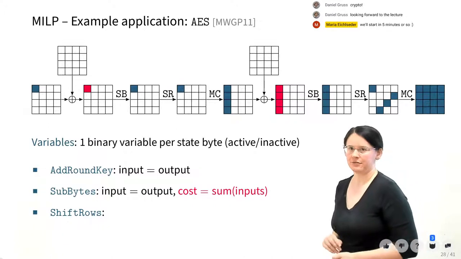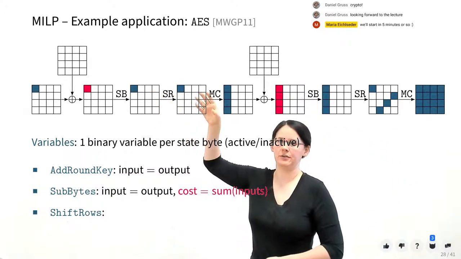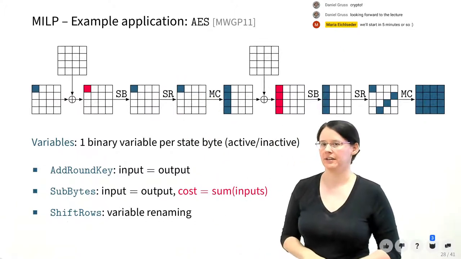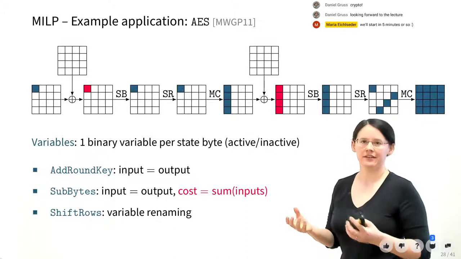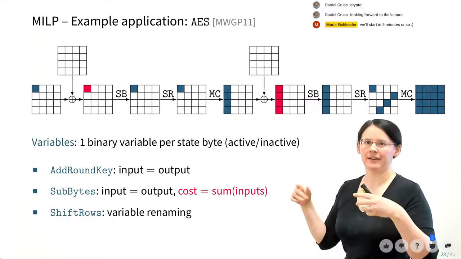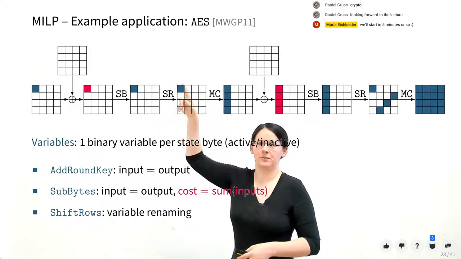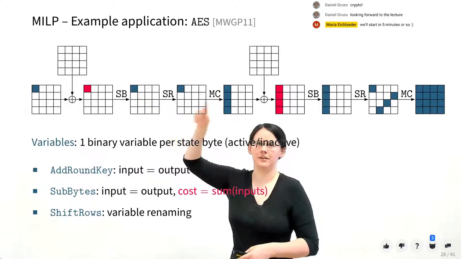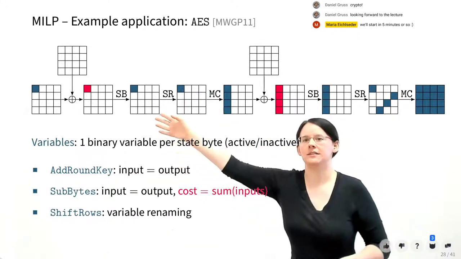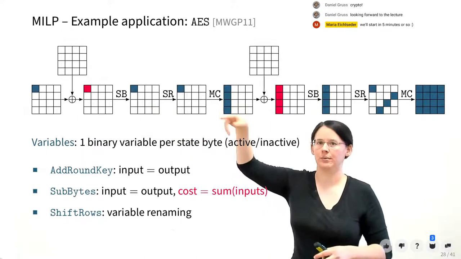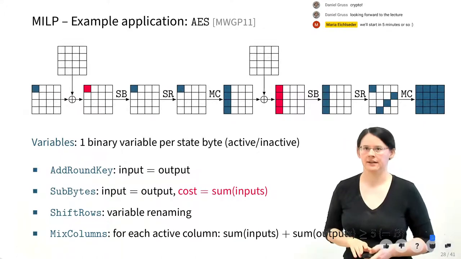Okay, next step, shift rows, where we simply shift each cell here to a different cell position here. So in other words, we're just renaming variables. We can now either create new variables and write down the equations like this old variable corresponds to this new variable, and this one here to this one here, and so on. Or we simply use the same variables here but in a different order when we describe mix columns. And mix columns is going to be the tricky part.